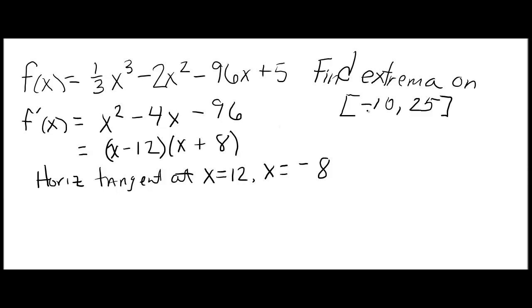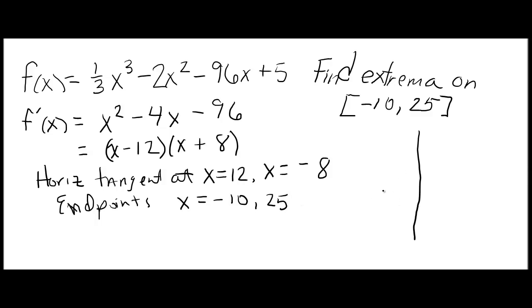So these are our candidates for extrema. We also could have an extreme happening at endpoints, which are -10 and 25. Let's try to quickly graph what we've got going on here. We know at 12 and -8, so let's call this -8, and here's 12.